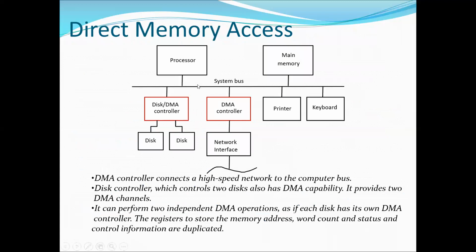So you can see over here a system bus, to which the processor and memory are connected on one side. We have some IO devices. There are some disks, which have a DMA controller. We also have a network device which has a DMA controller. So the DMA controller connects a high-speed network to the computer bus. The disk controller, which controls two disks, also has DMA capability. It provides two DMA channels. So even if there are two disks, it can perform two independent DMA operations as if each disk had its own DMA controller. The registers to store the memory address, word count, status, and control information are duplicated for both disks.